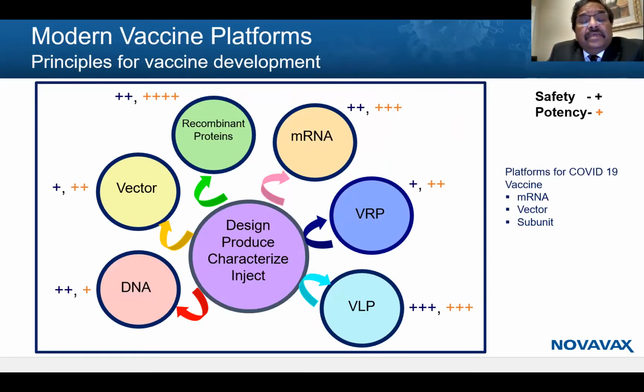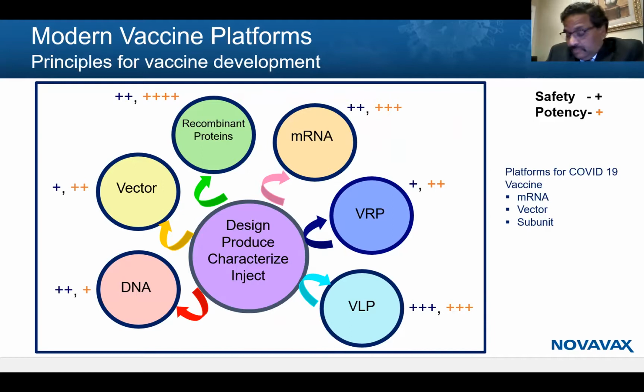Again, this is the slide that shares the modern vaccine platforms. One is the DNA delivery, vector-based, recombinant protein, and mRNA. It's a viral replication particle, VRP, and then virus-like particle, that is VLP.